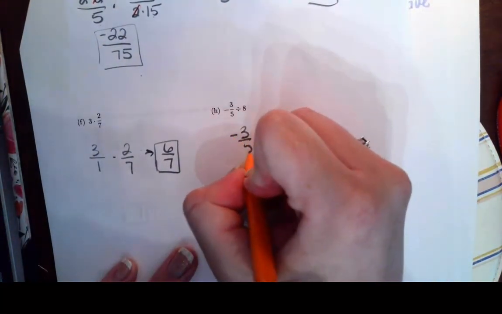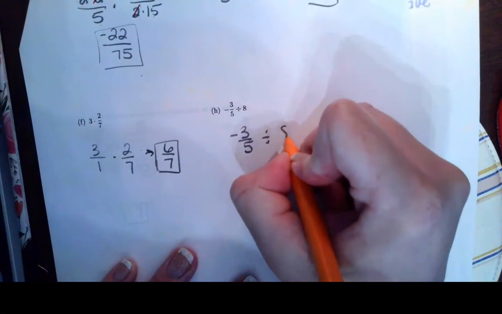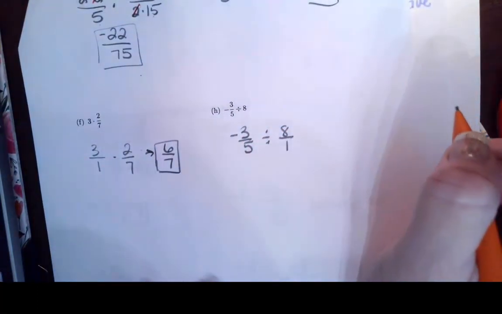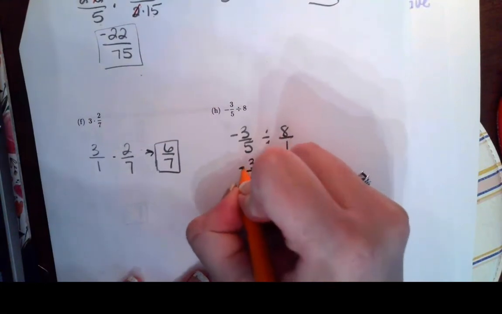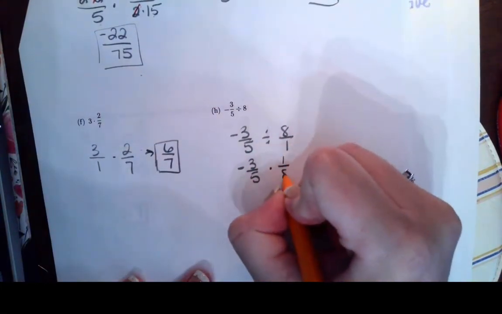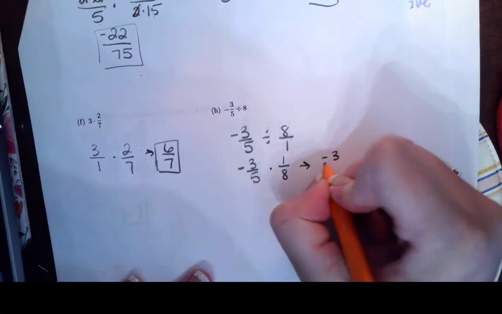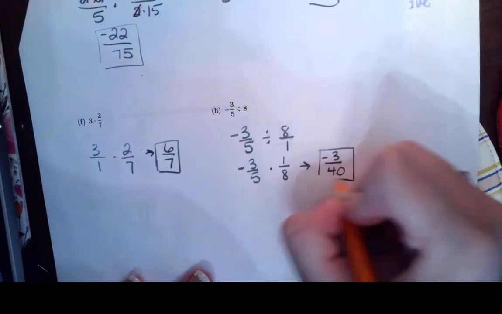And our final problem of the day is, well, I better be fully in fraction world. So this is going to be negative 3/5 divided by 8 over 1. And now I'm going to change that to a negative 3/5 times 1 over 8, and that gives me a negative 3 over 40.